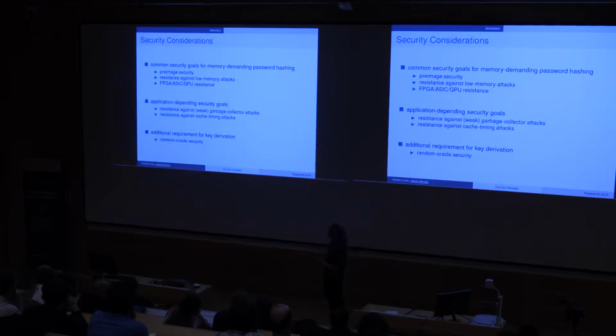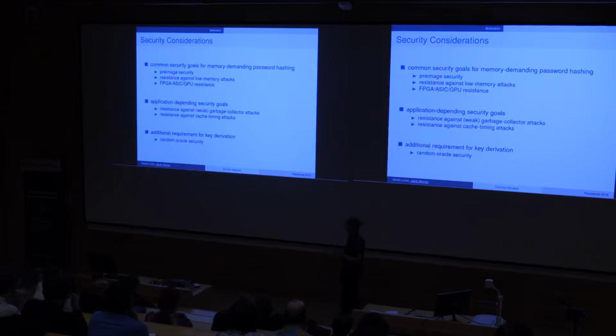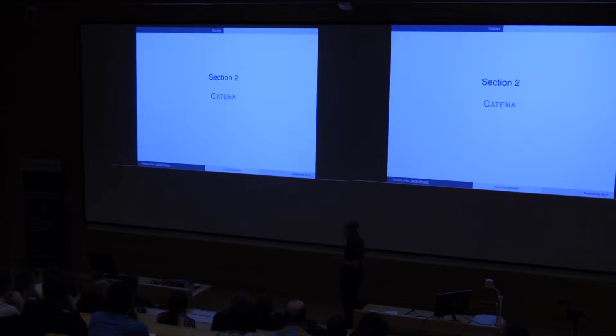Then we have application-dependent security goals, which means: do I consider adversaries who are able to look at the memory I use for password hashing? So we have two kinds of attacks. The first is garbage collector attacks, and the second is cache timing attacks. For key derivation, the biggest goal is random oracle security, which is not required for password hashing, but is required for key derivation, because for key derivation you always want randomness in your keys, or else a lot of proofs just fall apart.